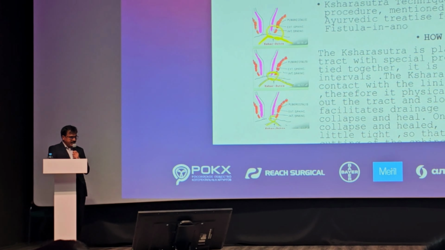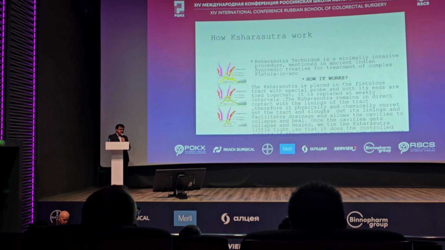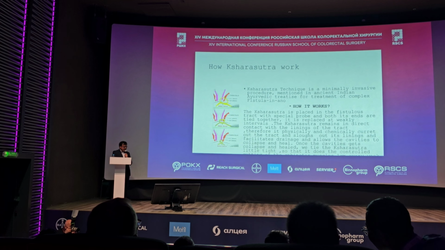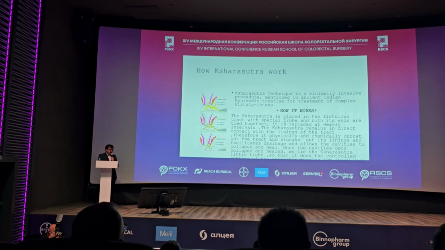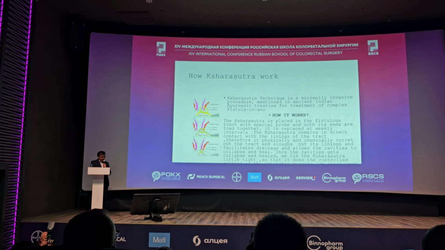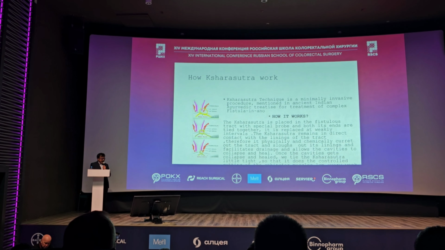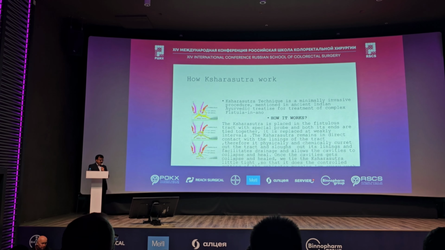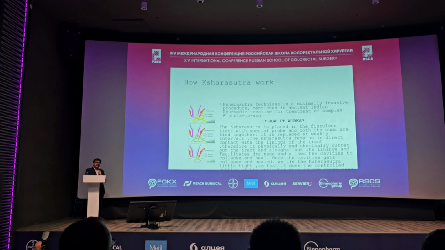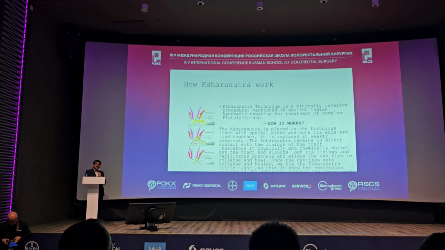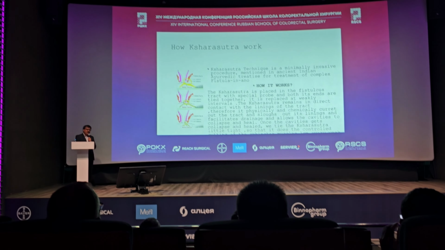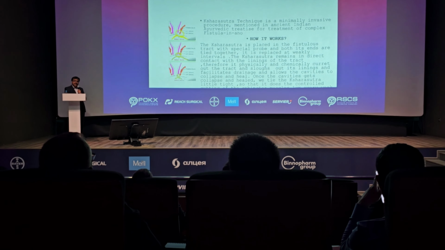So how does Ksharasutra work? The Ksharasutra technique is a minimally invasive procedure mentioned in ancient Indian Ayurvedic treatises for the treatment of complex fistula in ano. The Ksharasutra is placed in the fistulous tract with a special probe, and both of its ends are tied together. We change the Ksharasutra at weekly intervals. We just make a knot with the previous Ksharasutra, and by the railroad technique, we take out the previous Ksharasutra and tie the other Ksharasutra there.